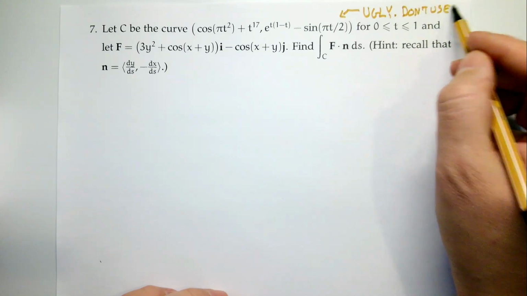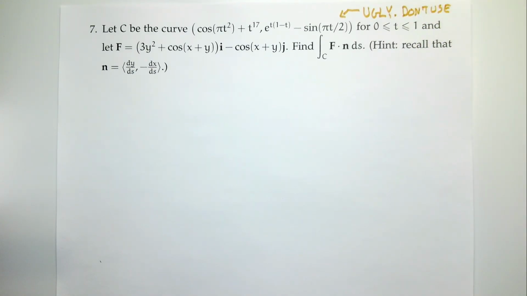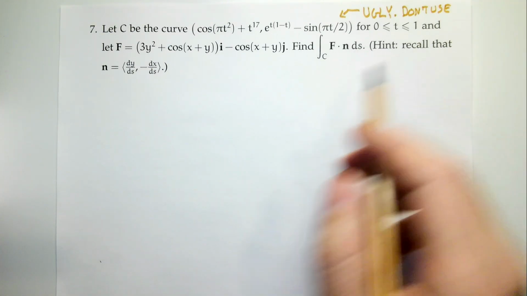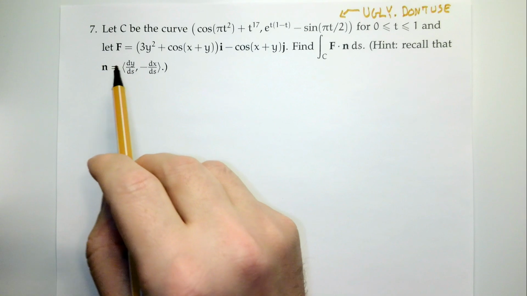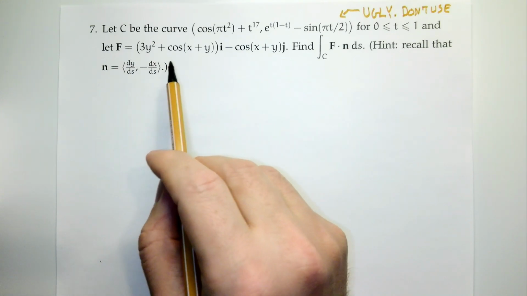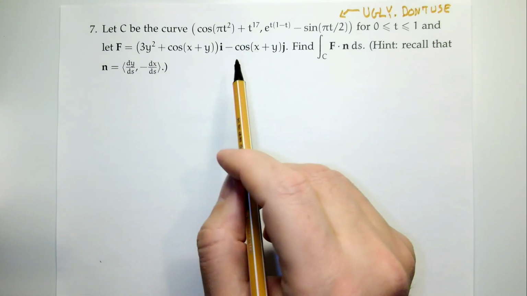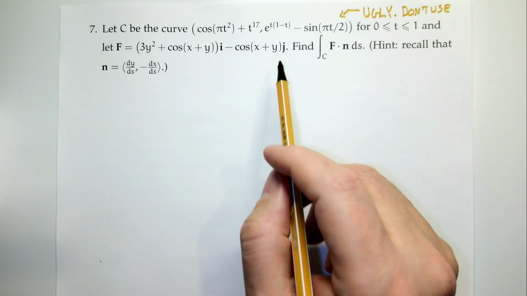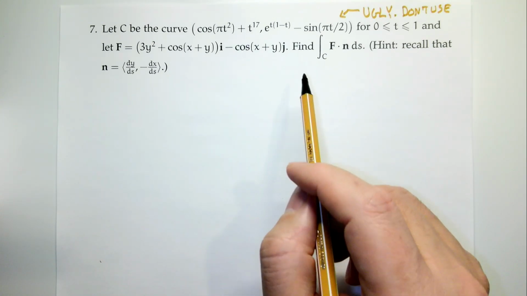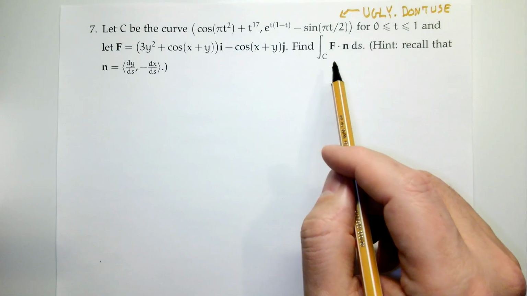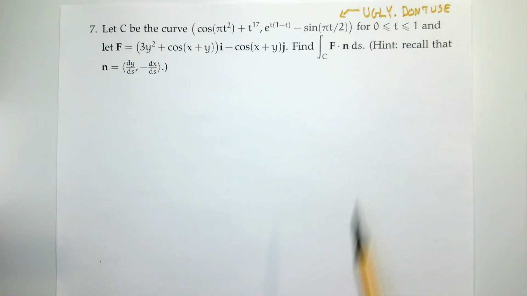So we want to find a way to not have to use the curve. So we're like, okay, our goal is not to use it. Now, what are we doing? Well, so we have this ugly curve, and we're saying our function F is 3y squared plus cosine x i plus y i minus cosine of x plus y j. And we're asked, find the integral along the curve of F dot n ds.